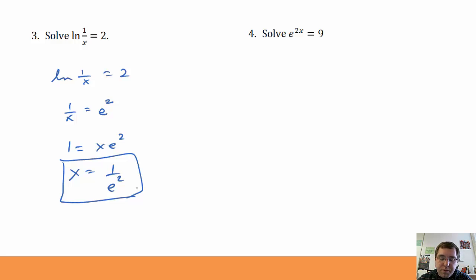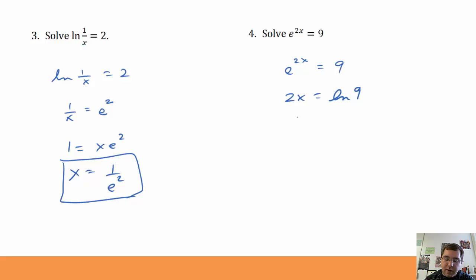Number 4, solve e to the 2x equals 9. Let's take that exponential equation, rewrite it as its equivalent logarithmic equation, because that's the only way that I can solve for the variable that's in the exponent. The logarithmic equation would say 2x, the exponent, equals the log with a base of e, so that's the ln of 9.